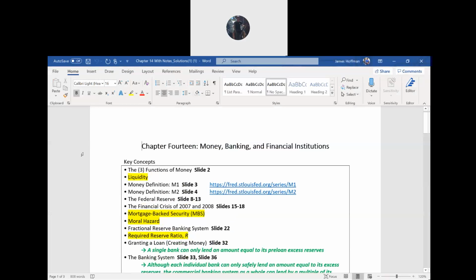Okay, so chapter 14 is going to be a nice intro on money, banking, and financial institutions. This will give us the material we need for monetary policy, which we'll talk more about and finish up next week with chapter 15. All right, so first let's start with the formal definition of money. There are three functions of money, on slide 2, and we'll start with that.